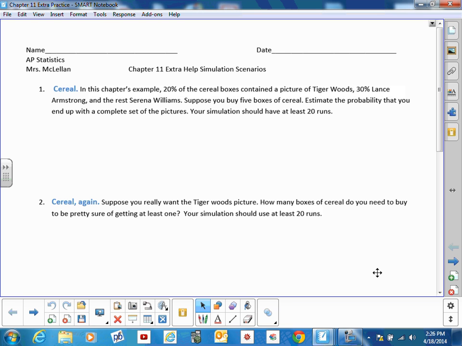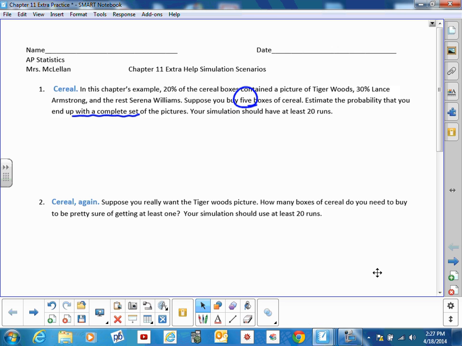So, suppose that you buy 5 boxes of cereal. Estimate the probability that you end up with a complete set of pictures. Simulate this with at least 20 trials. Okay, so what does this mean your goal is to achieve? A complete set of pictures would mean what? At least one of all 3. You at least get a Tiger Woods, a Lance Armstrong, and a Serena Williams amongst looking at 5 boxes.